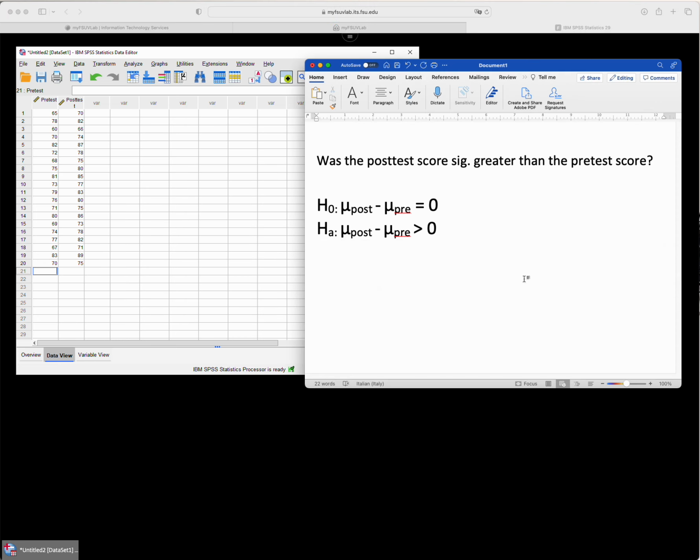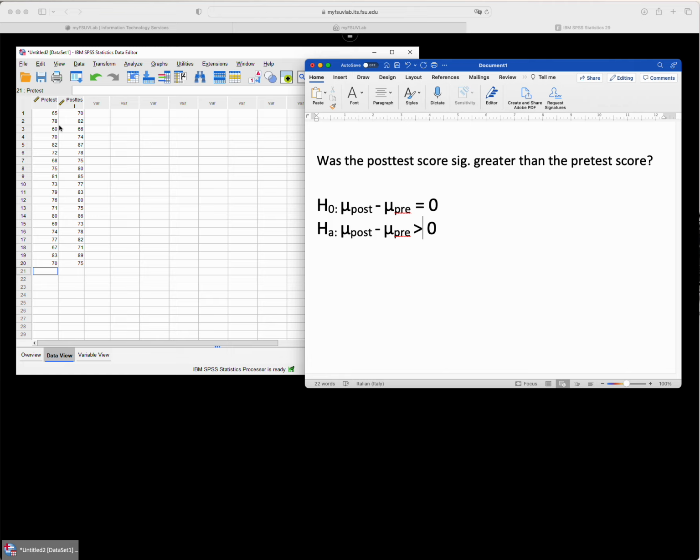All right, last but not least, our bread and butter, the paired t-test. In this case, every row is the same participant, and we're looking at repeated measures. So they took a pre-test and a post-test, which is our most common example. Our null and alternative hypothesis.